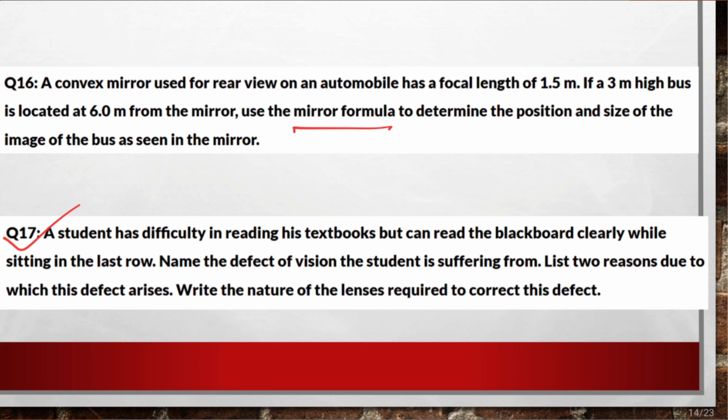Next, question 17. A student has difficulty in reading his textbook but can read the blackboard clearly while sitting in the last row. Name the defect of vision the student is suffering from. List 2 reasons due to which the defect arises and write the nature of lens required to correct this defect.